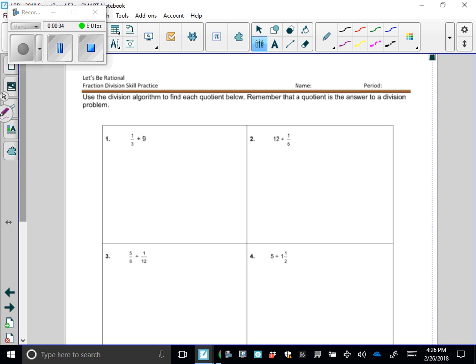So this is 1/3 divided by 9. So 9 is bigger than 1/3. So that means that your final answer should be smaller than 1, because we're asking how many 9s fit into 1/3, and not even a whole one does.